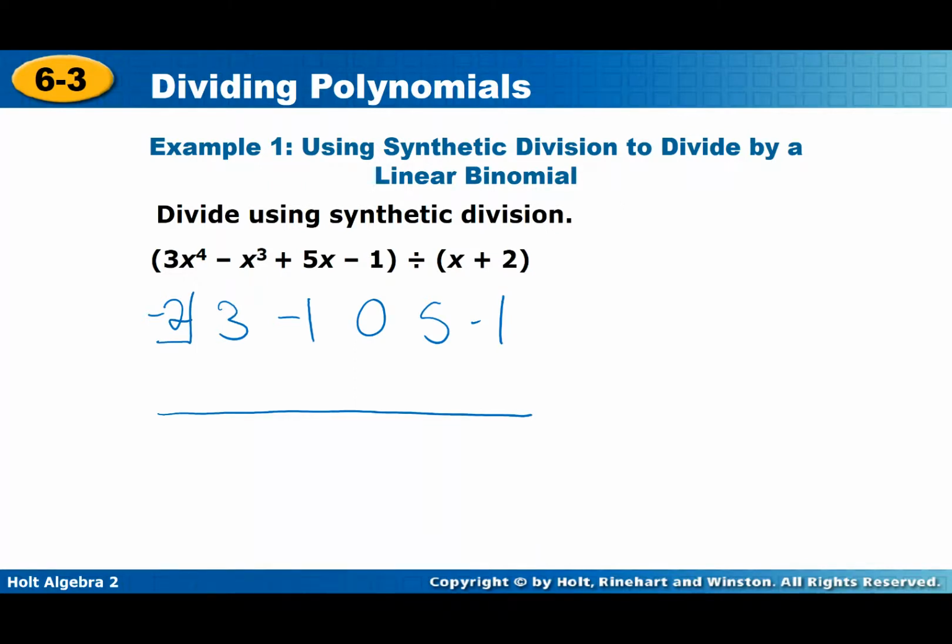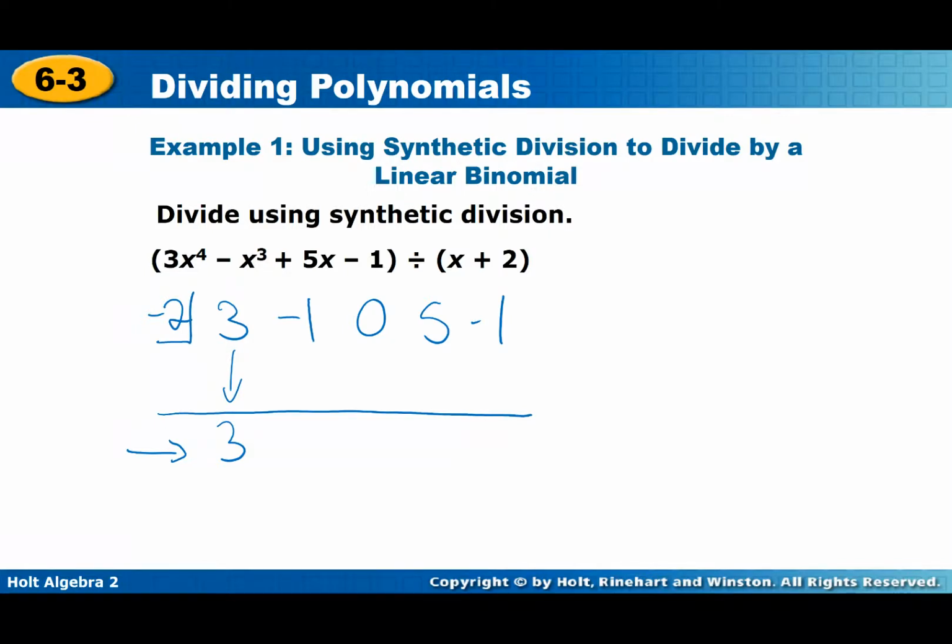So the first thing, my first coefficient, 3, I'm just going to bring that down. No matter what that number is, you always just bring it down. Don't ever change it. Just bring that down and put it below that line. Everything that's going underneath this line is going to be part of my answer. So 3, bring it down.